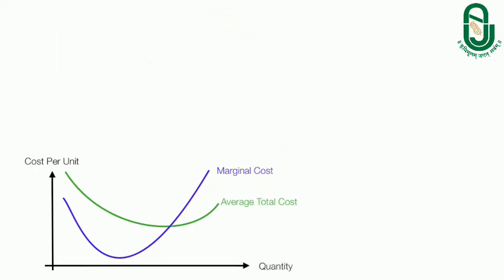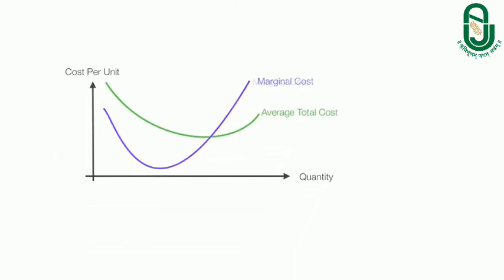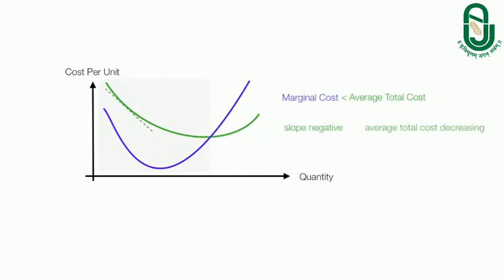And I'm going to talk about these two curves for a few minutes. They're an important concept. In this first gray area, marginal cost is less than average total cost. The blue line is below the green line. The slope of that curve is negative in the gray area, and average total cost is decreasing in that area as well.